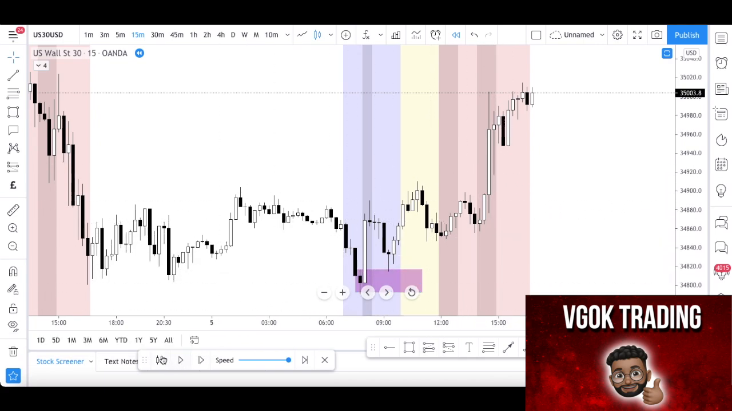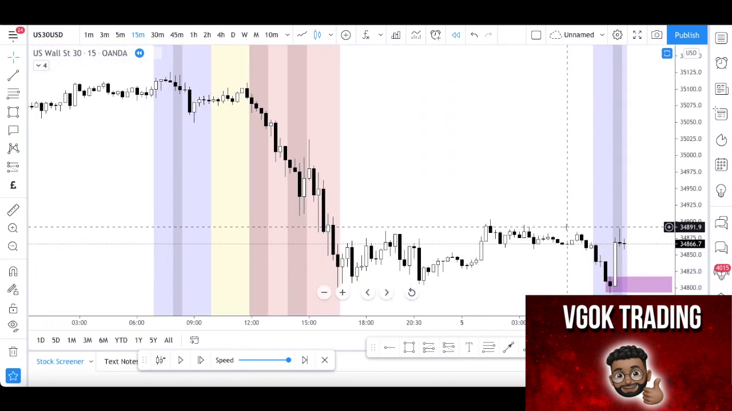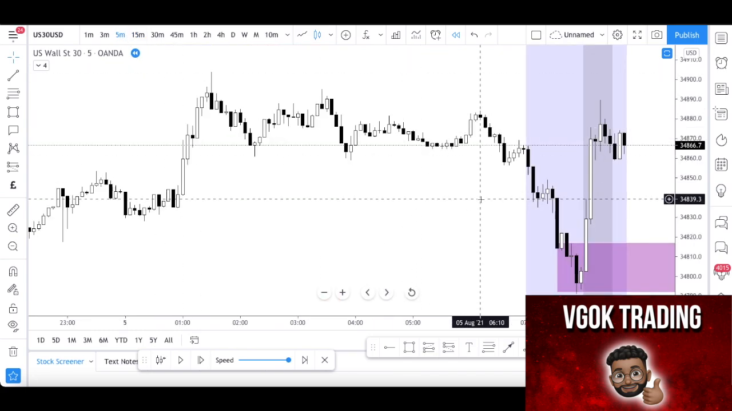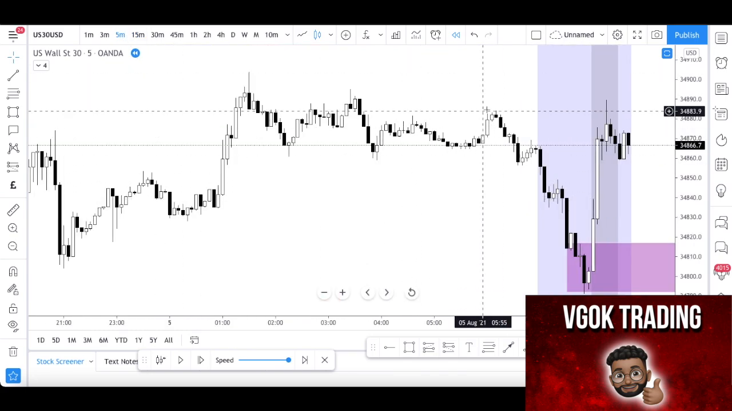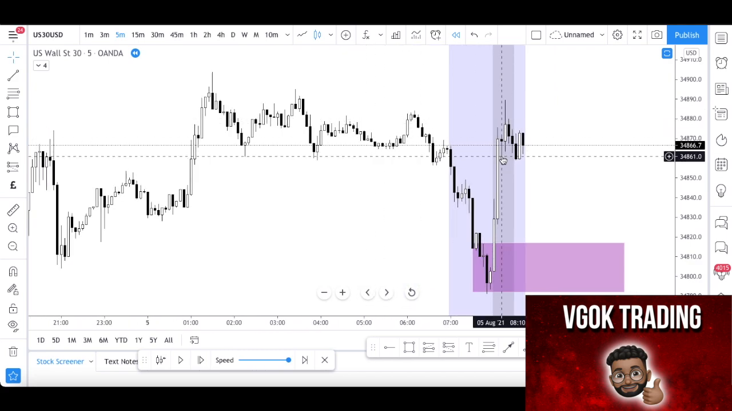And I am going to cut the chart off a bit further just to show you guys what I mean. So that was our 15-minute point of interest right there. And once we go into the 5-minute time frame, we're going to be looking at our market structure, where we are anticipating where the break of structure is.